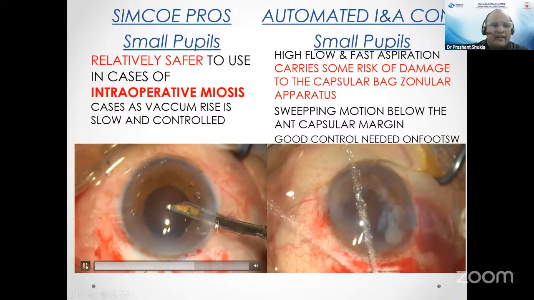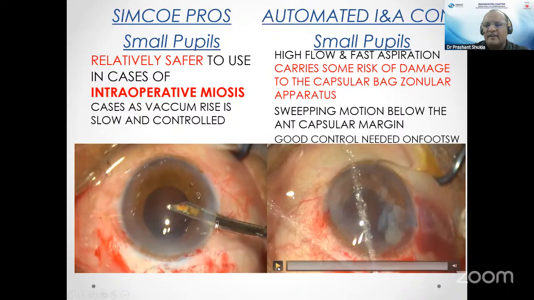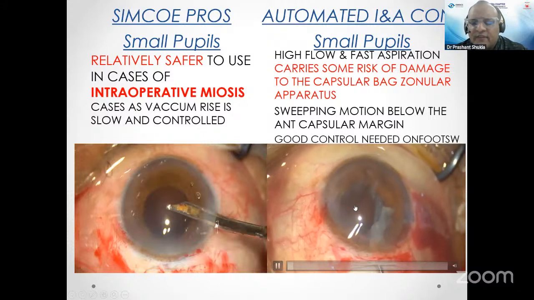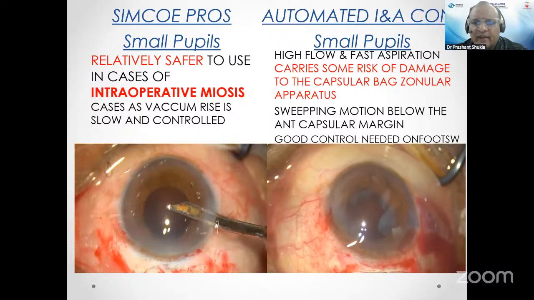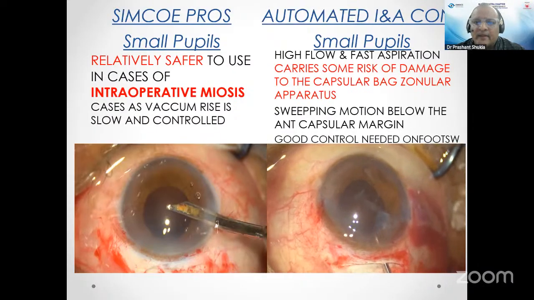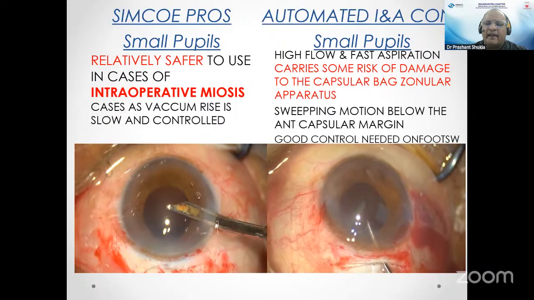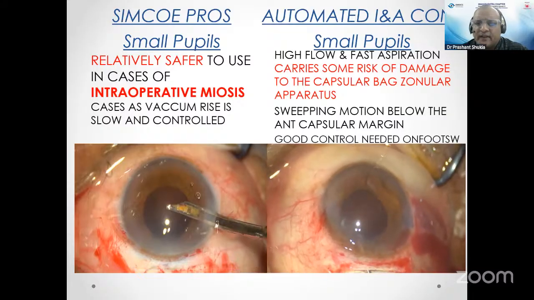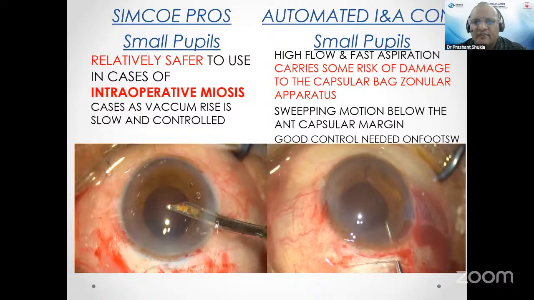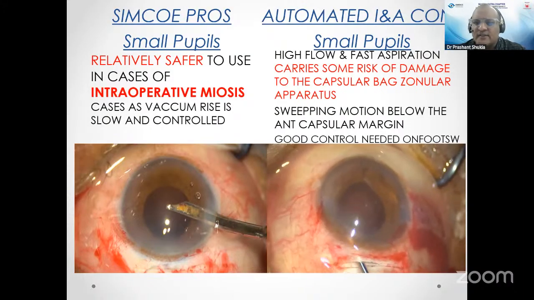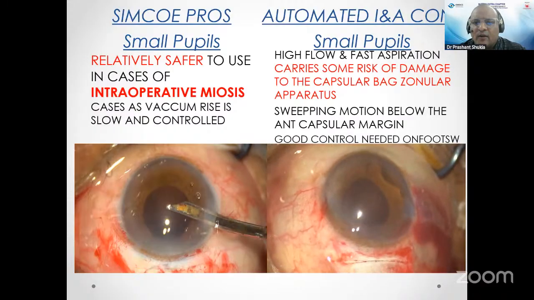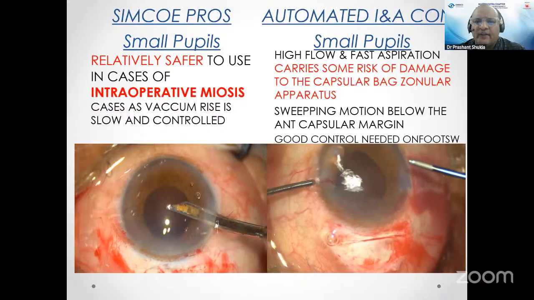On the contrary, this is an uneventful case with a small pupil, in which I have used a bimanual IA system, and here I'm going to demonstrate how safely we can use it. So the parameters, normally I use a vacuum of about 350. In this case, I have reduced the parameters to about 250. This is a Venturi based system which controls the AFR automatically. And now I'm going to show how safely we can remove.